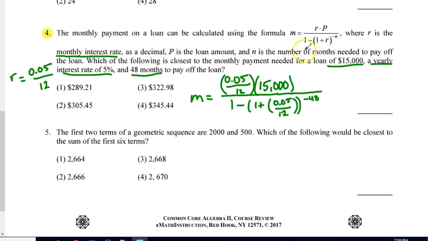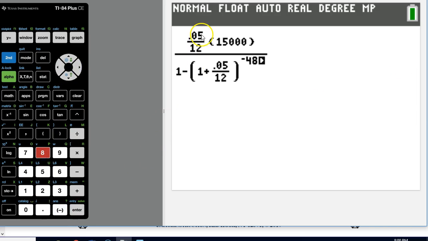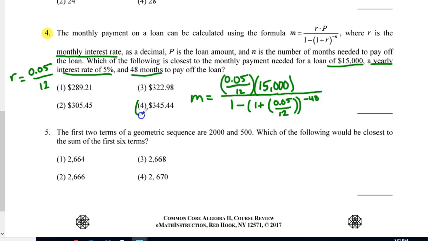That looks really complicated, but guess what? It's very doable on a calculator. So if you have access to a calculator, meticulously make your screen look exactly like your paper does, with all the parentheses and the fractions within the numerator and denominator. I'll illustrate that real quick. Okay, I did leave off parentheses around the fraction and down here the fraction. Hopefully that didn't mess you up too bad. And then when we evaluate it, 345.44 looks like that is a choice. So we're feeling pretty good about choice number 4.